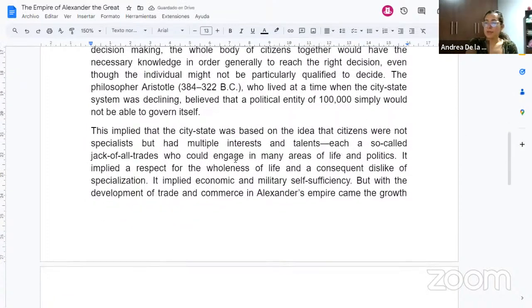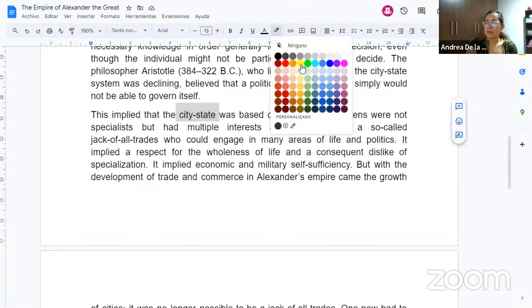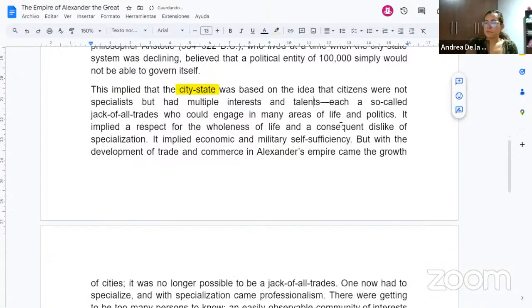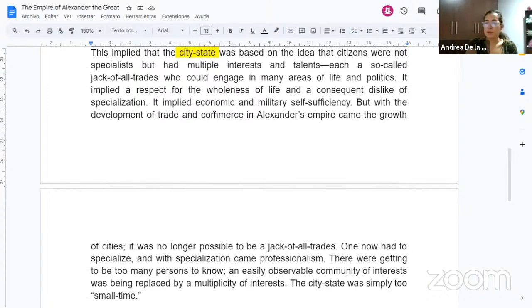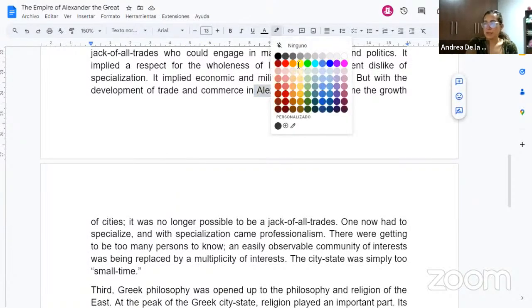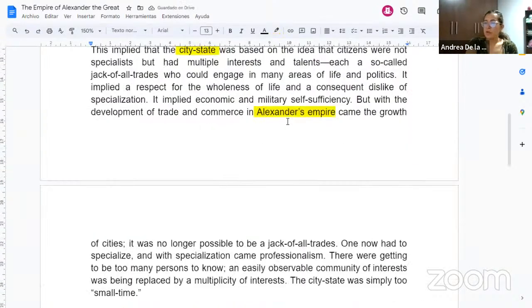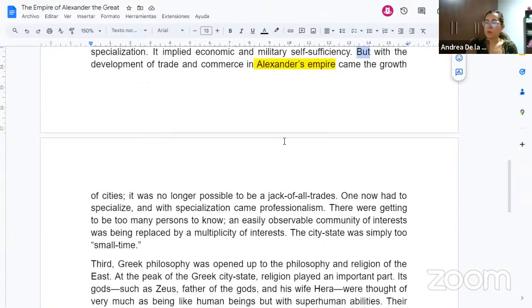And then they say this implied that the city-state was based on the idea that cities were not. Okay, here they are talking about the city-state, right? The ideas that the city-state had. And then we continue reading because maybe that's not saying too much. It says, it implied a respect for the. But with the development of trade and commerce in Alexander's empire, and then they compare the previous city-state that he ended with his new empire, right? Because it says but, so it's comparison, it's contrast. With the development of trade and commerce in Alexander's empire came the growth of cities, okay?